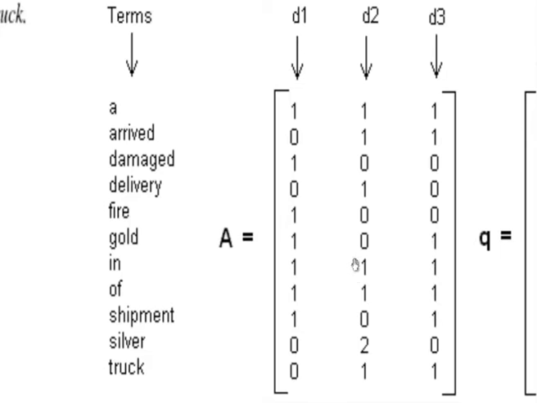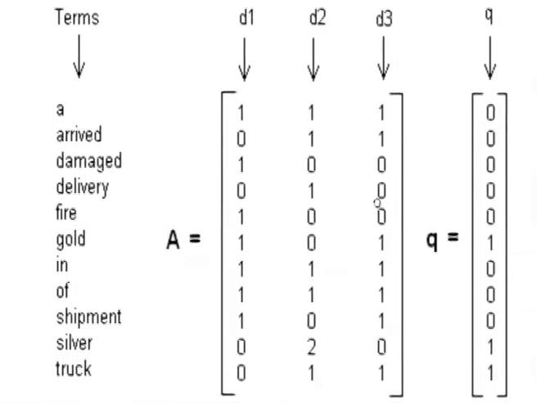Now, consider document 2 and the term silver. The term silver has occurred 2 times in document D2. Therefore, we have a value 2. In this fashion, we represent the 3 documents D1, D2 and D3 as a matrix. Now, let us assume this matrix as our original matrix A.